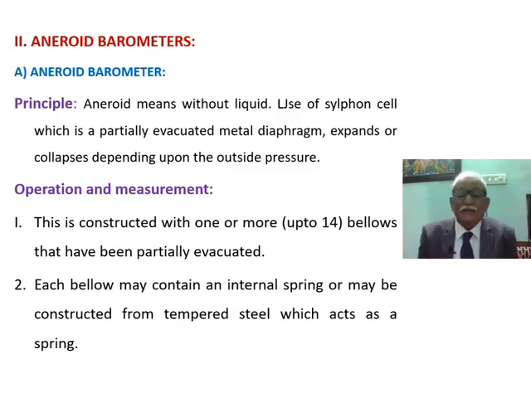There is a silicon cell here, and these silicon cells are aneroid. So when pressure goes on decreasing, they expand like this. When pressure goes on increasing, they contract like this. This is conveyed to an indicator. That is the barometer, a simple principle. Aneroid means without liquid, anything without any liquid.